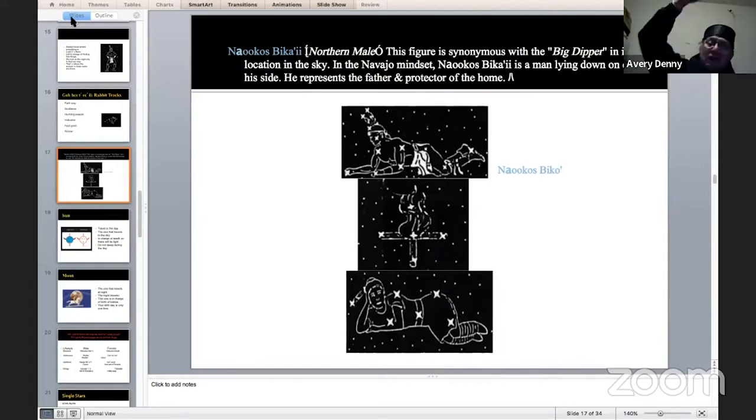So that light, the sunlight, comes into the hogan. If the spotlight, the sunlight, is right close to the fire, that means it's summertime. If that spot of sunlight is on the wall, that means it's winter. If it's right there between the summer and the winter, that means it's spring or fall. So that's time, space.